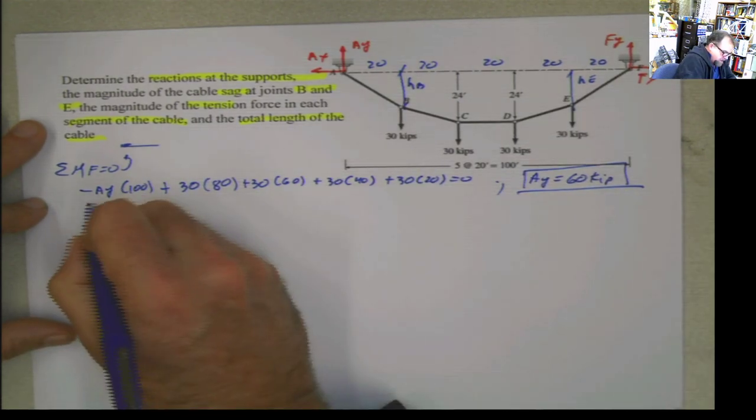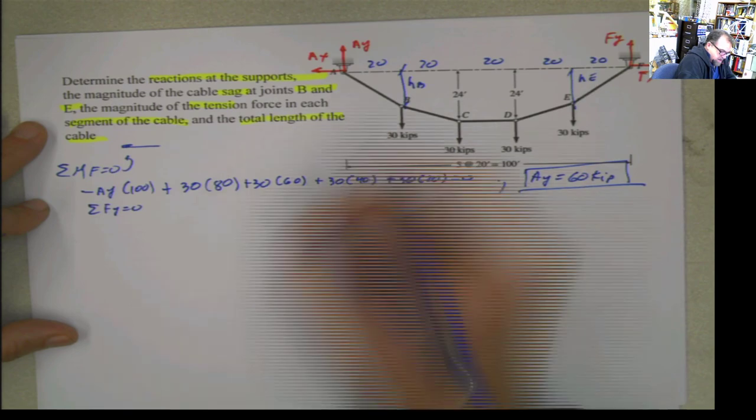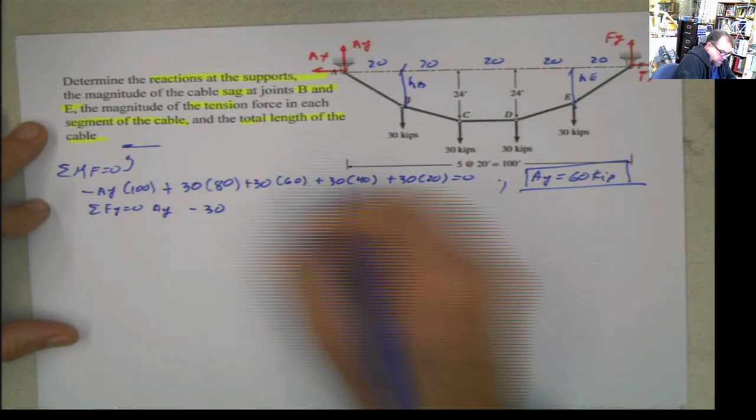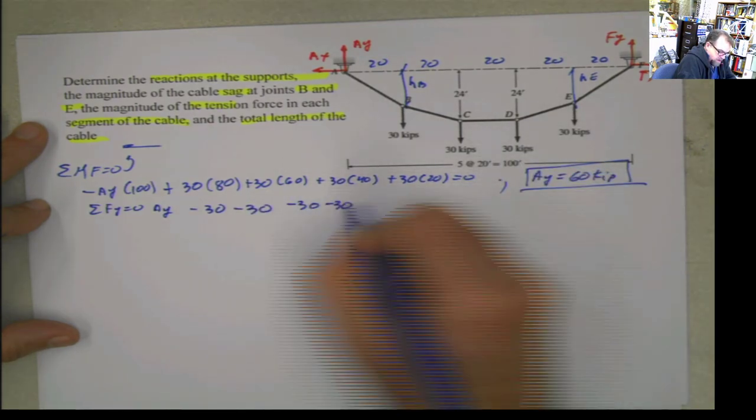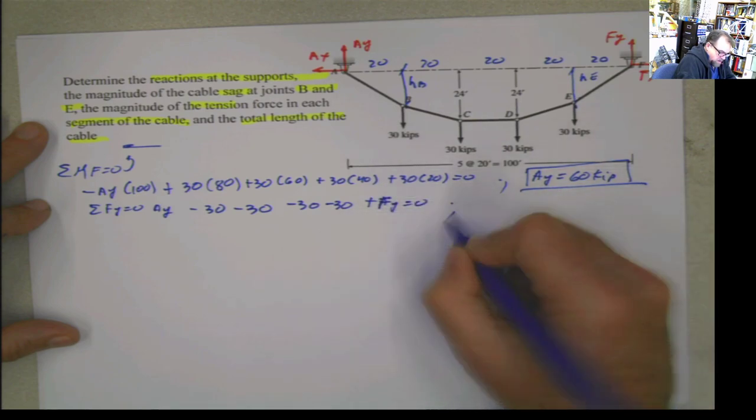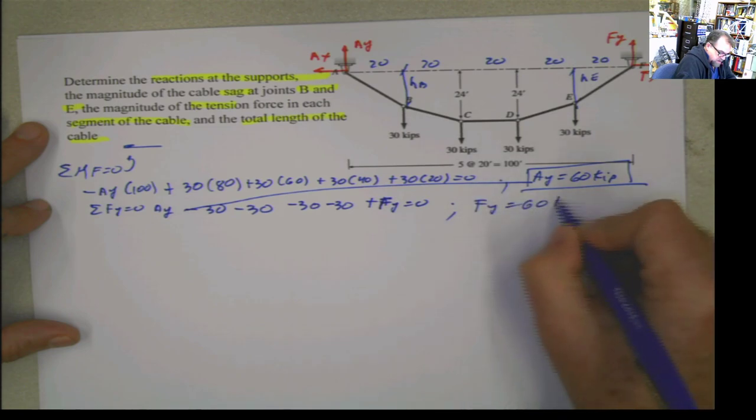Then you can do summation of forces in Y equals zero and say, okay, AY minus 30, minus 30, minus 30, minus 30, plus FY equals zero. Put this in here and solve for FY equals 60.